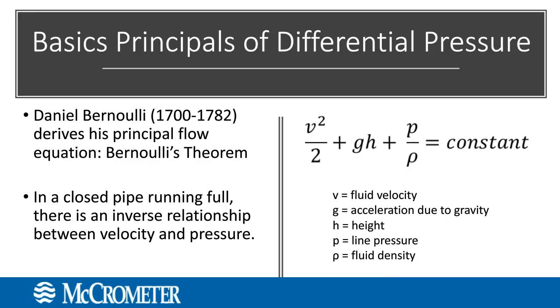So first, I want to draw everybody into a little bit of the very bare bones basics. If any of you are engineers in the audience, perhaps you have heard of Daniel Bernoulli. His principal equation is the Bernoulli equation, as I've shown to the right, with the variables defined below that. And really what we're going to get from this equation is that in a closed pipe running full, there's an inverse relationship between pressure and velocity. And this really forms the foundation of DP flow.